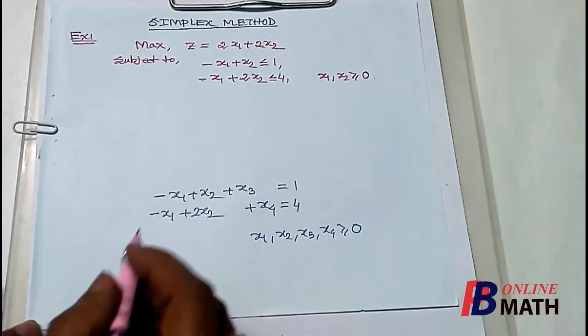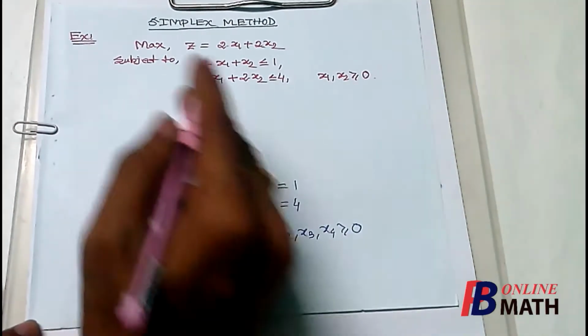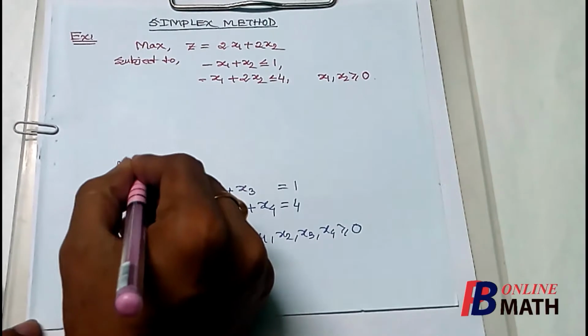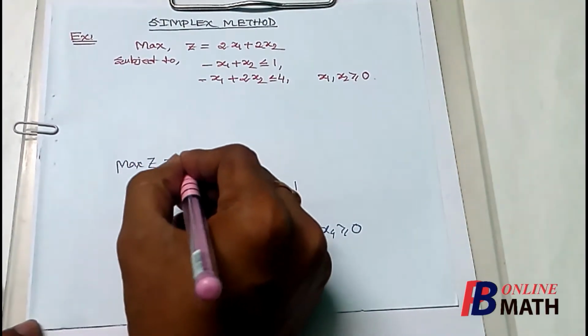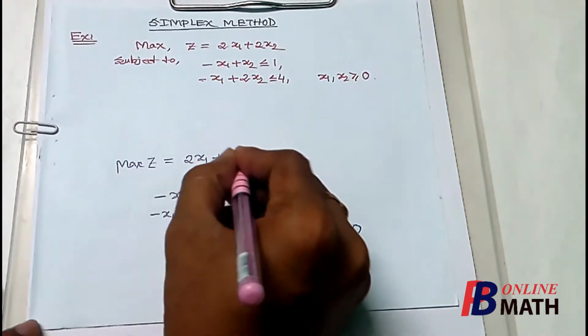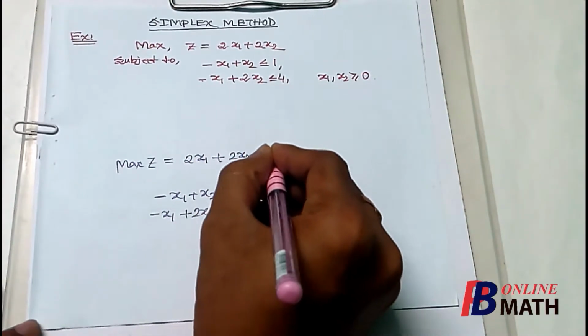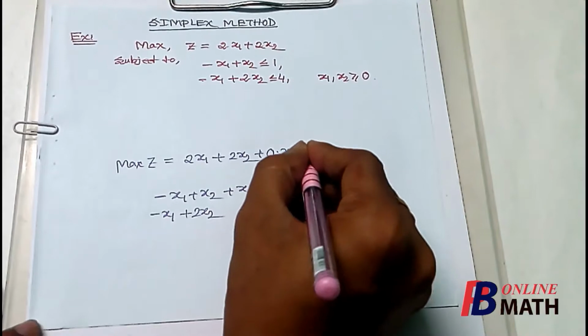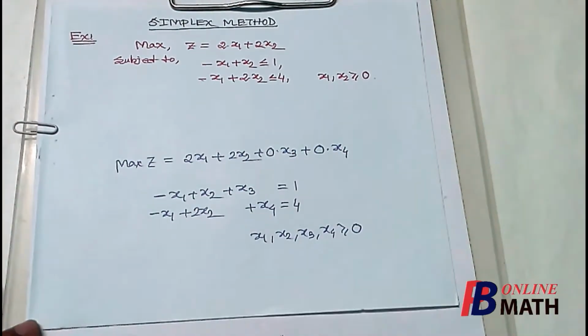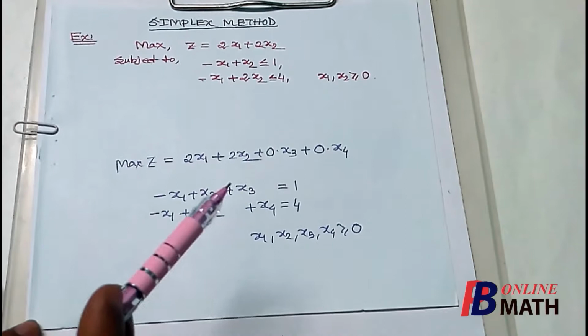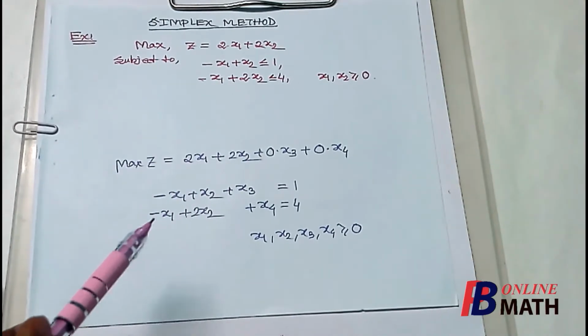And we rewrite the objective function. Max z now becomes 2x1 plus 2x2 plus 0 into x3, the slack variable, and plus 0 into x4, the second slack variable. Now this is the problem. We have to maximize z subject to these two equations.